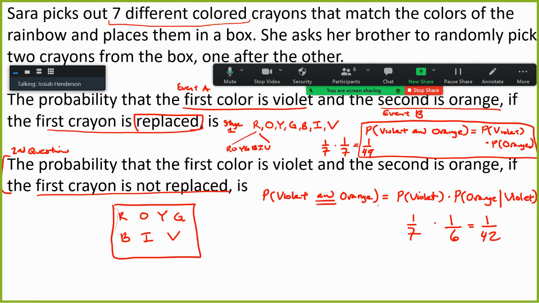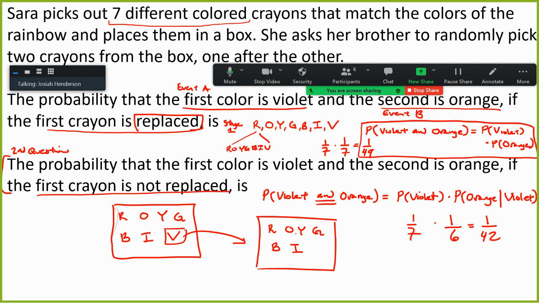First we pick a violet. So I remove the violet. This one here has been taken out. And so now when I go to get my second event and my second pick, what's inside that box? Red, orange, yellow, green, blue, and indigo. Violet's gone now, right? So what's our sample space for that second pick? It's just 6. There's 6 outcomes.